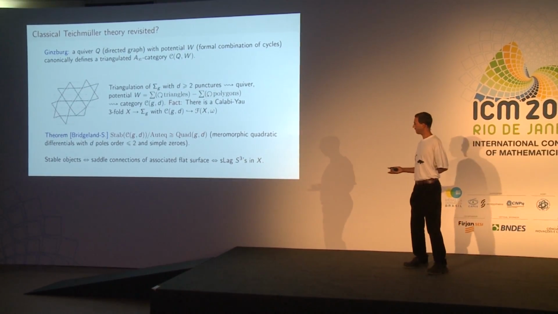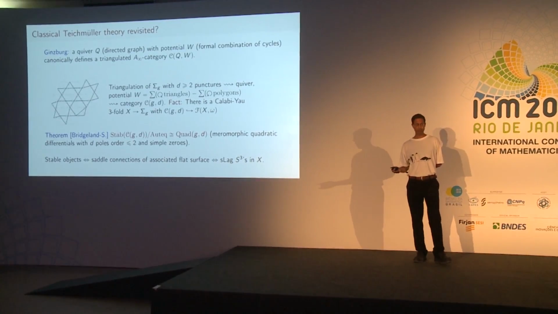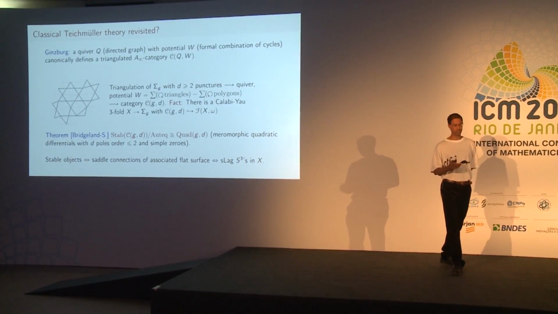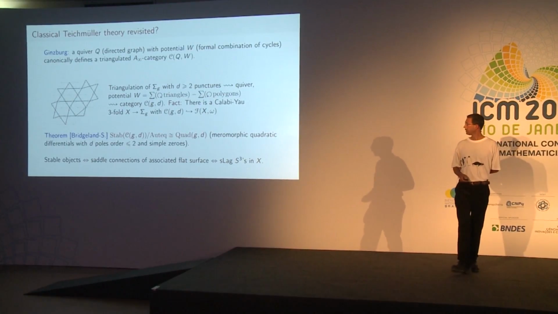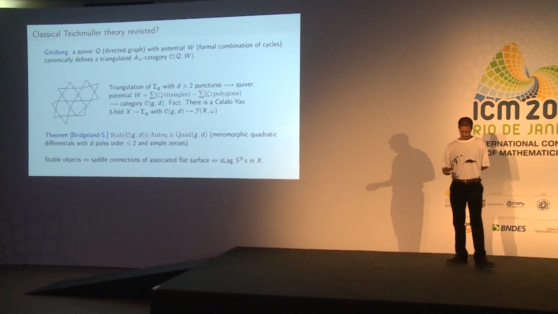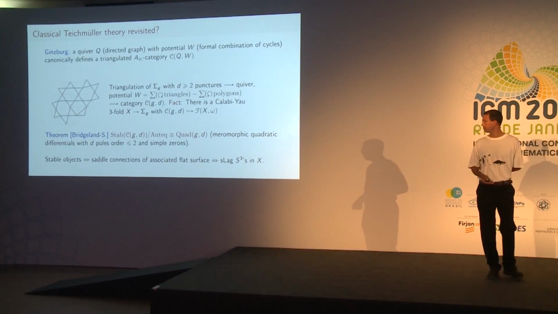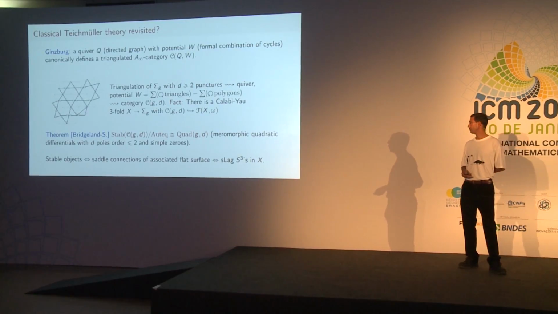And it's a fact that this is essentially the Fukaya category of a certain Calabi-Yau threefold which fibers over the original surface sigma with certain singular fibers. And a few years ago, Tom Bridgeland and I proved that in this case, the space of stability conditions is again what it ought to be. It's a space of quadratic differentials, in fact, meromorphic quadratic differentials.